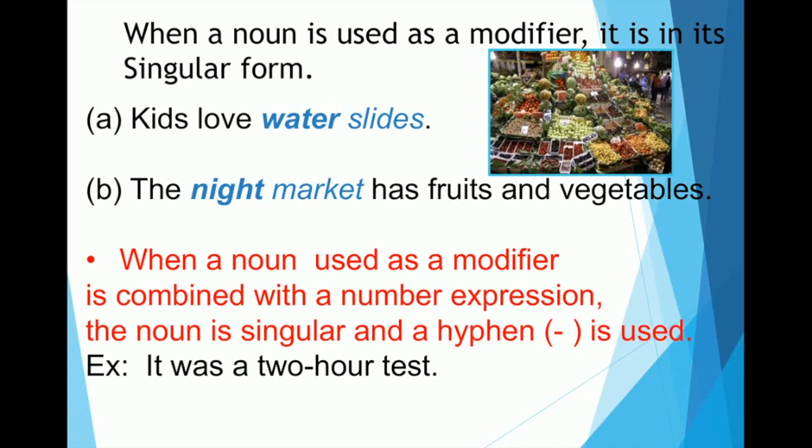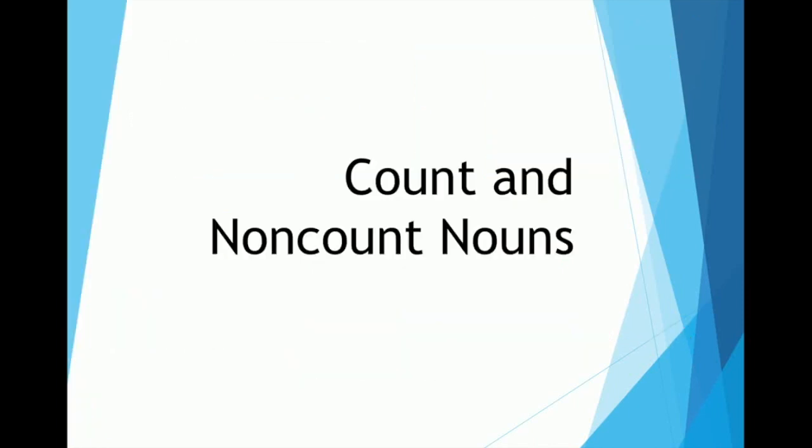When a noun used as a modifier is combined with a number expression, the noun is singular and a hyphen is used. For example, it was a 2-hour test. Count and non-count nouns. What are count and non-count nouns? Well, for example, chair is called a count noun. This means you can count chairs, one chair, two chairs, etc.